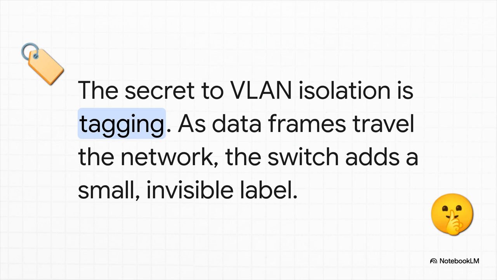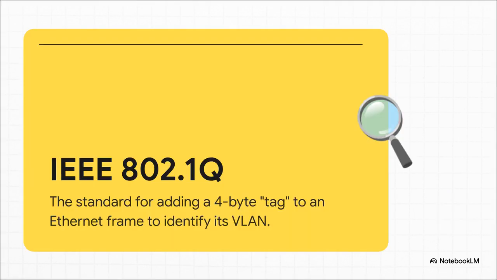See, as your data zips through the network, it's broken into little packets called frames. The switch just adds a tiny digital label, a tag, to each and every one. And this is so important that there's an official rulebook for it. It's called IEEE 802.1Q. Yeah, it's a mouthful, but it's just the universal standard that all network gear uses for this. So when a chunk of data from your computer hits the switch, it slaps on this tiny 4-byte tag, and that tag basically screams, "Hey, I belong to VLAN 10," to every other switch it meets.